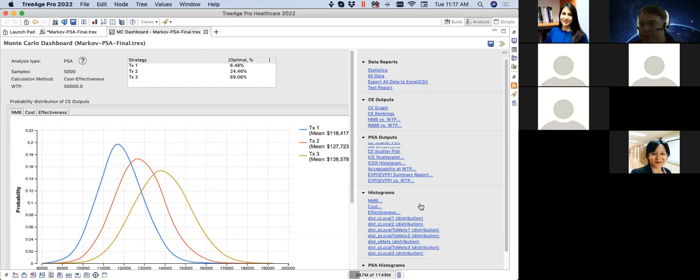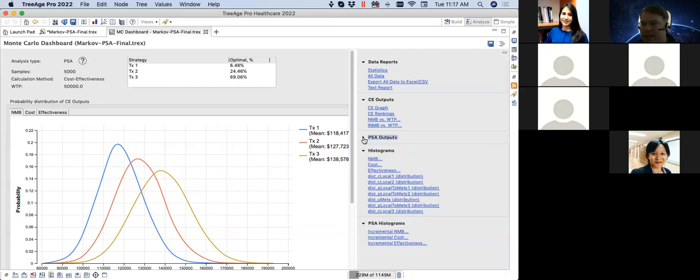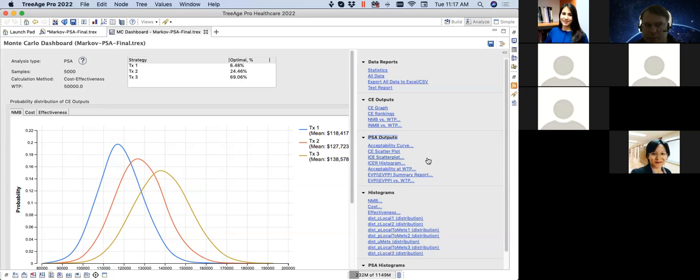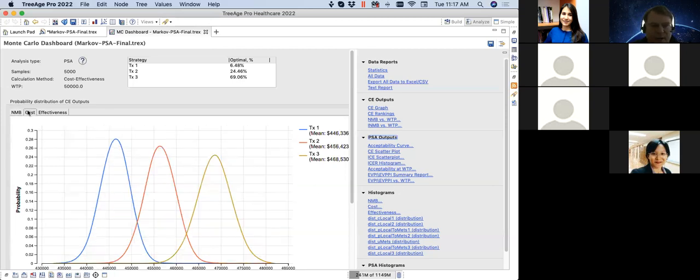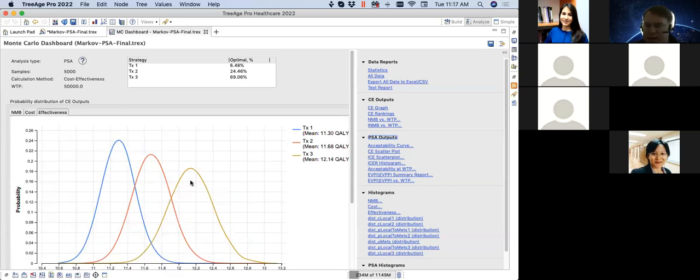And you notice that the outputs are different, right? The other one wouldn't have had these PSA outputs available to you. So we're trying to get you right to the reports that you want as quickly as possible. And then, of course, we have it on net benefits. We also have it on cost. You see treatment 3 was clearly the most costly, and treatment 3 was clearly the most effective. This is not an accident. I use a simple model here to illustrate the point.